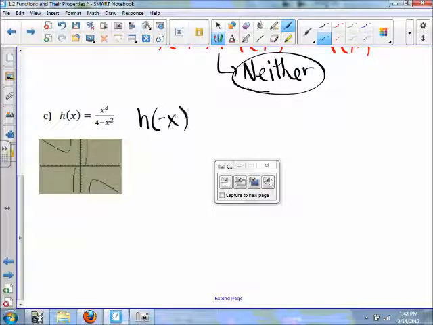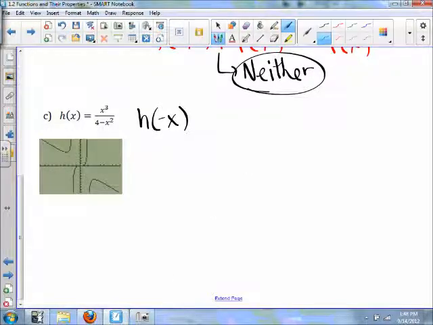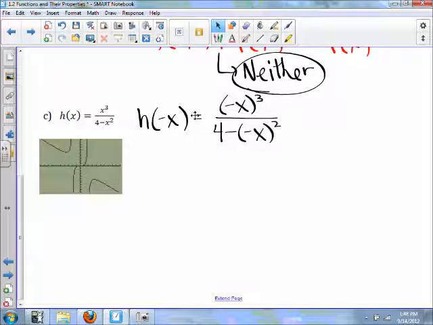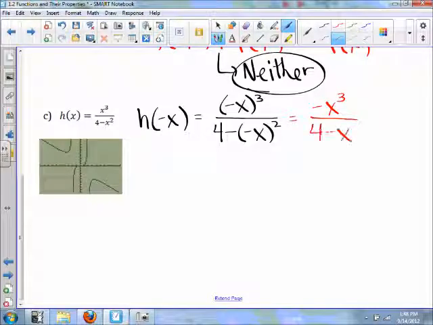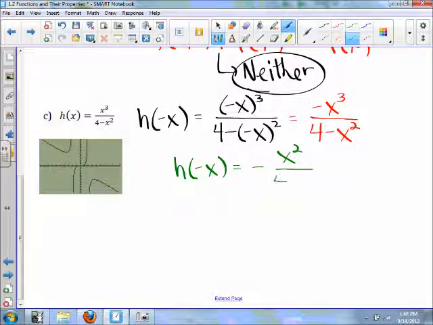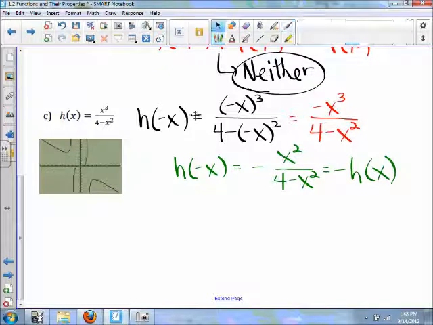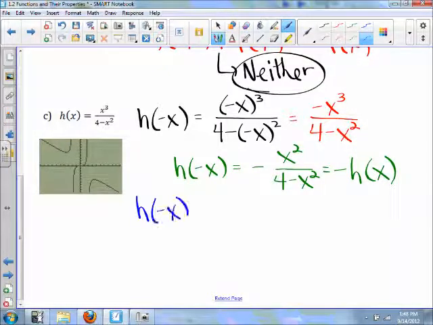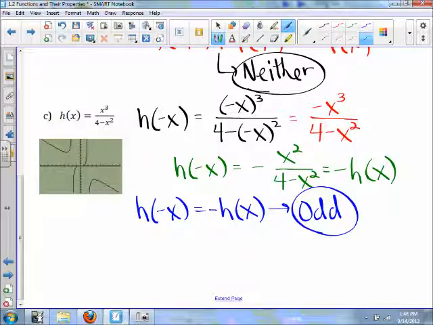So h of negative x will equal a negative x cubed over 4 minus a negative x squared. Simplifying this, we'll get a negative x cubed up top and 4 minus x squared on the bottom. So that means h of negative x will equal a negative x cubed over 4 minus x squared, which does equal a negative h of x. So because h of negative x equals a negative h of x, this tells me it is an odd function.